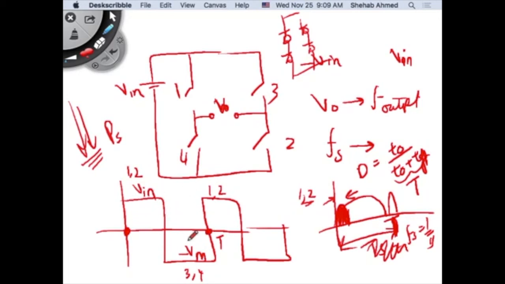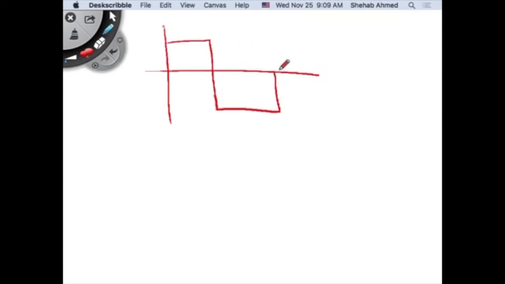You have to switch faster to be able to chop up this waveform in a way that it would resemble a waveform that has less harmonic content. So initially, we started with this simple 4-switch inverter, operating the switches at fundamental frequency. This is my 50 hertz, this is my 20 milliseconds. If this is a 50 hertz waveform, this is V input, and this is minus V input.